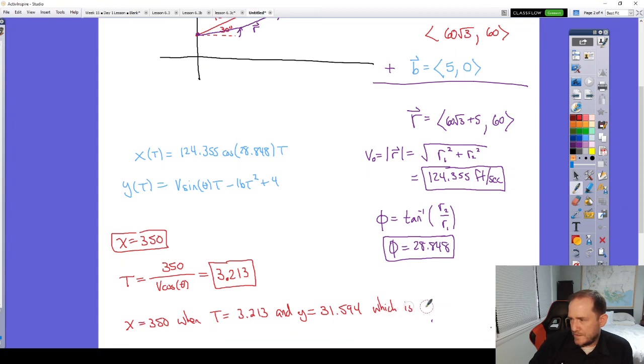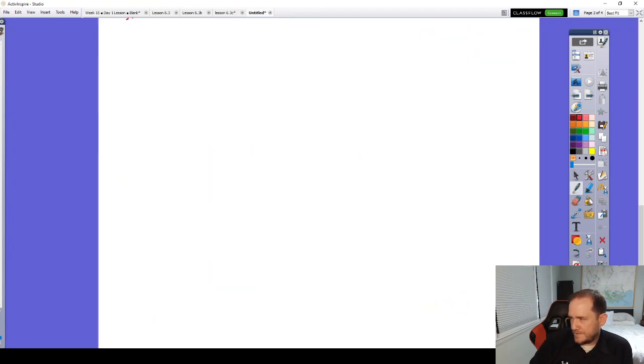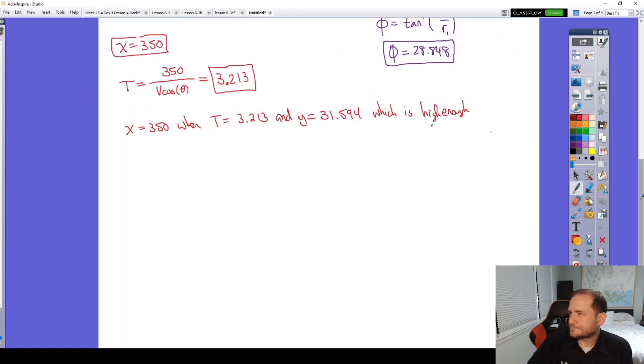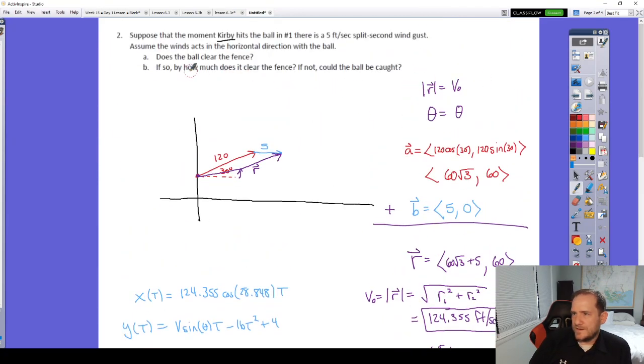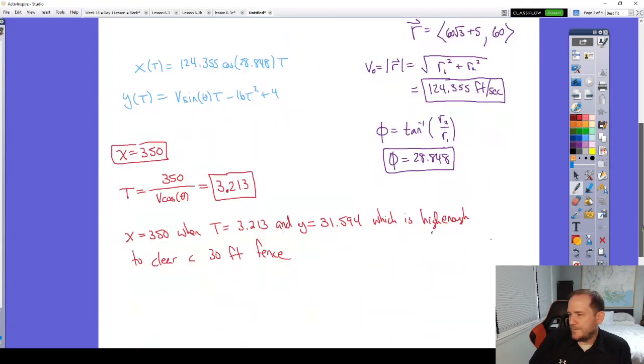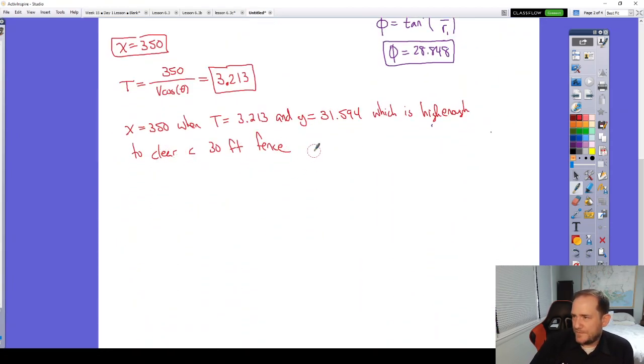Which is high enough to clear a 30-foot fence. And I think the follow-up question asks you, by how much does it clear? Yeah, so by how much does it clear? So just build that in. You'll say it's high enough to clear a 30-foot fence by 1.594 feet. So there, that would be the end of our question.